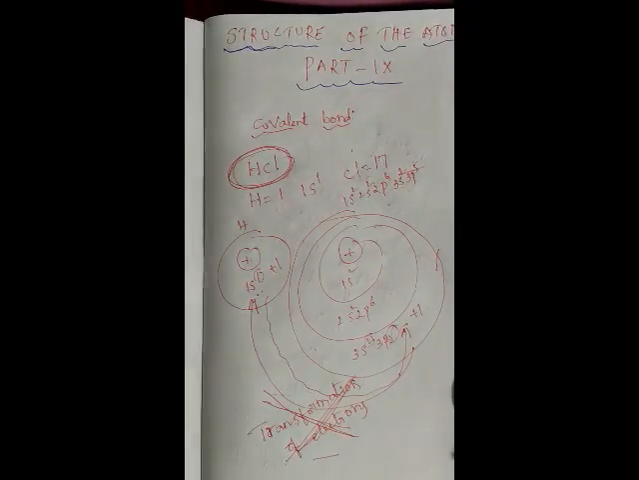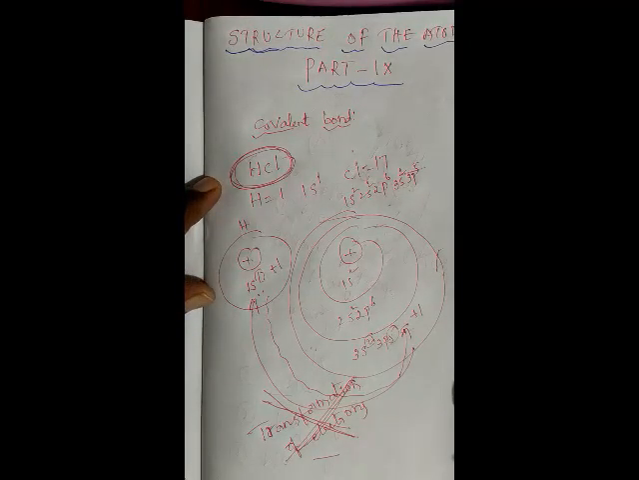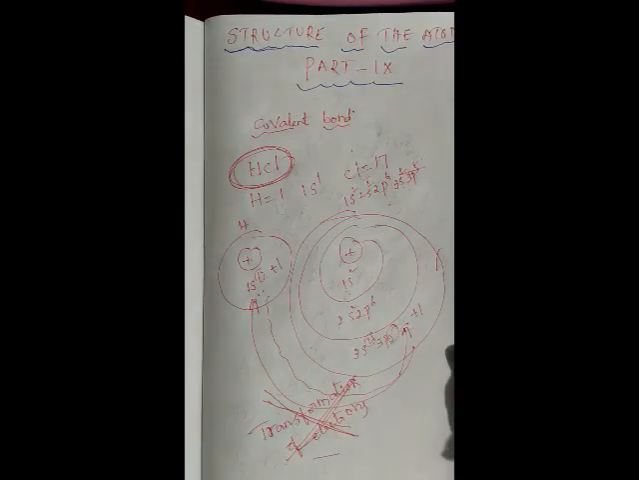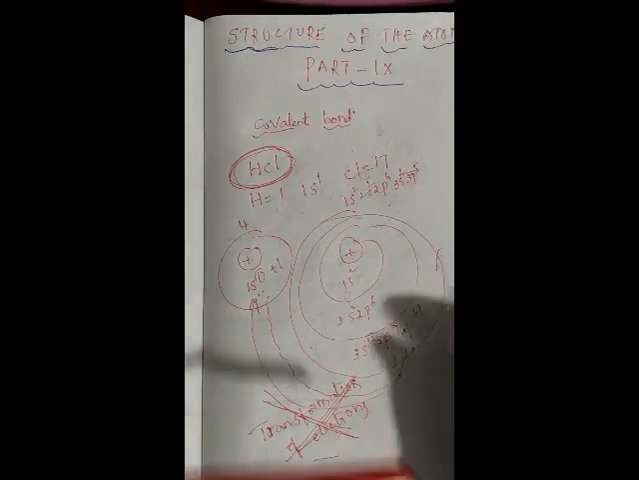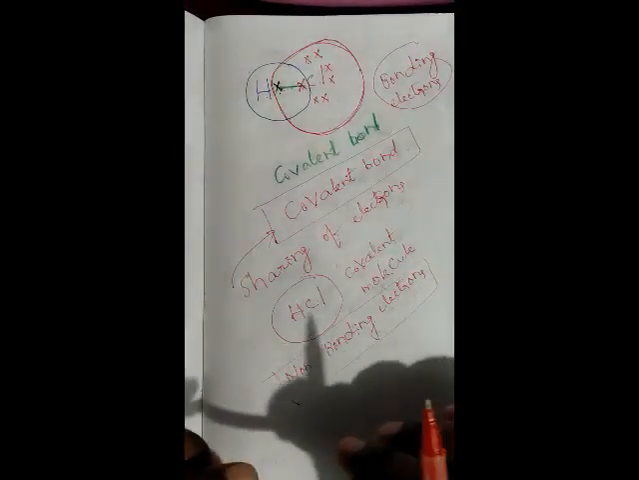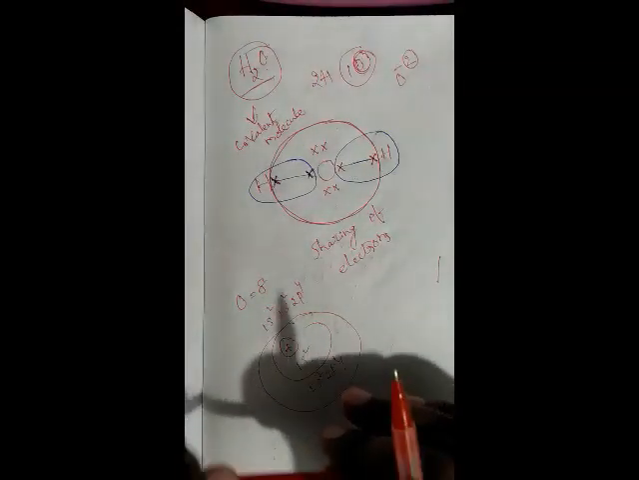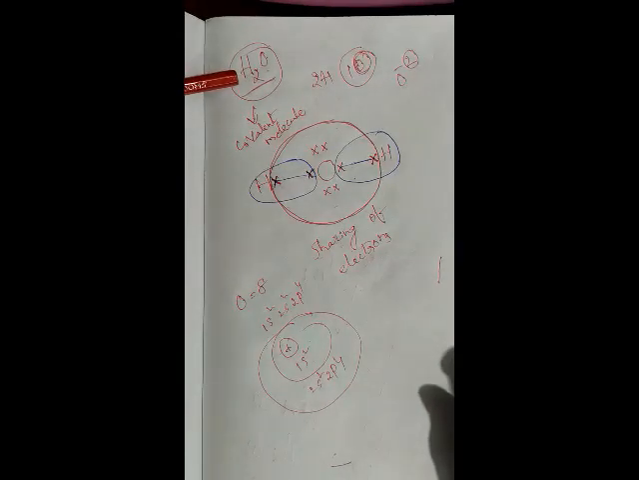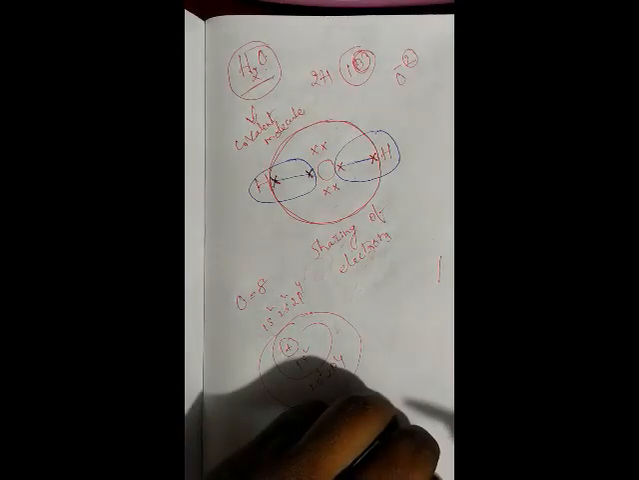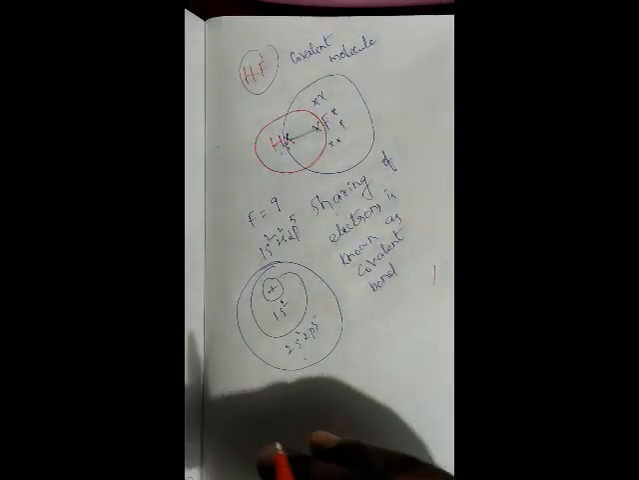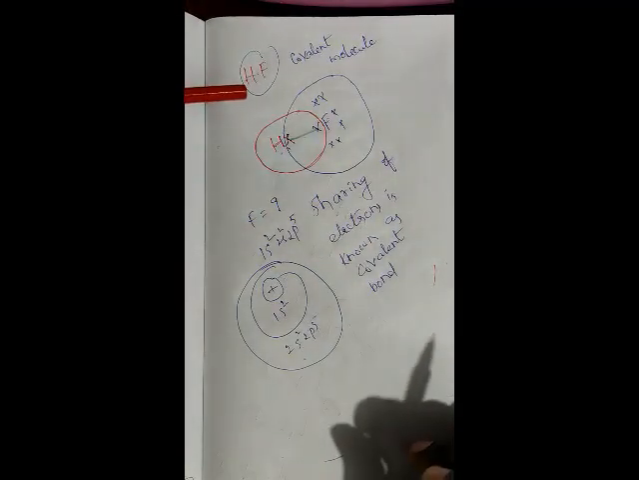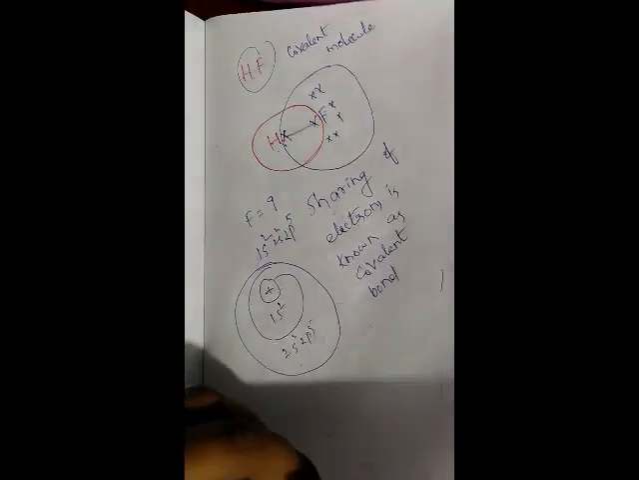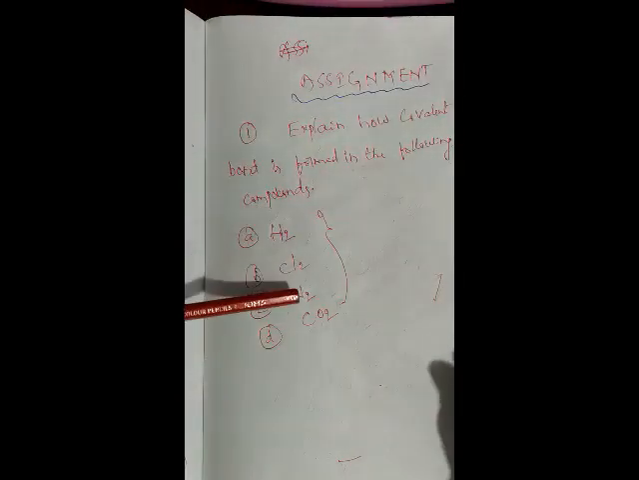Okay, in the previous class we have discussed covalent compounds. Here the covalent compound HCl was discussed. And next after that, the H2 molecule was discussed. Next, hydrogen fluoride. The HF is nothing but hydrogen fluoride. Okay, and here the assignment is H2, Cl2, N2, CO2.